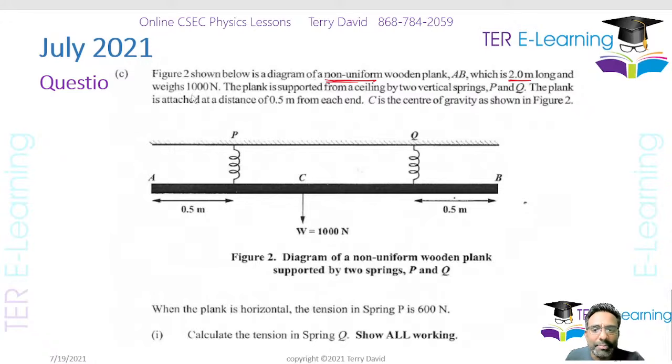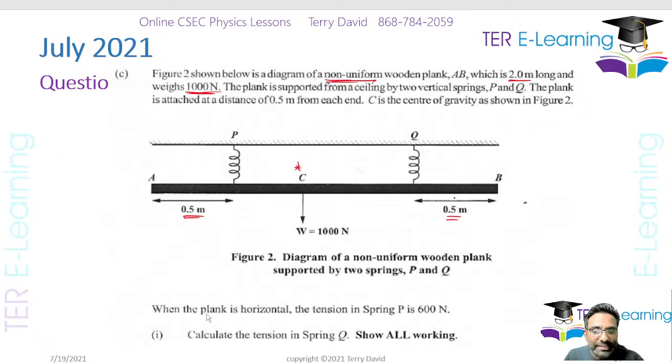The weight of the plank, so I'm just highlighting what is important to us, is 1000 newtons. The plank is supported from the ceiling by 2 vertical springs, P and Q, attached at a distance of 0.5 meters from each end. This is 0.5, this is 0.5, and we know the full length of the plank is 2 meters. And the center of gravity is at C. But because it's not uniform, it means that C is not at the center. Those of you who did that in terms of how you worked your question, that's not correct.